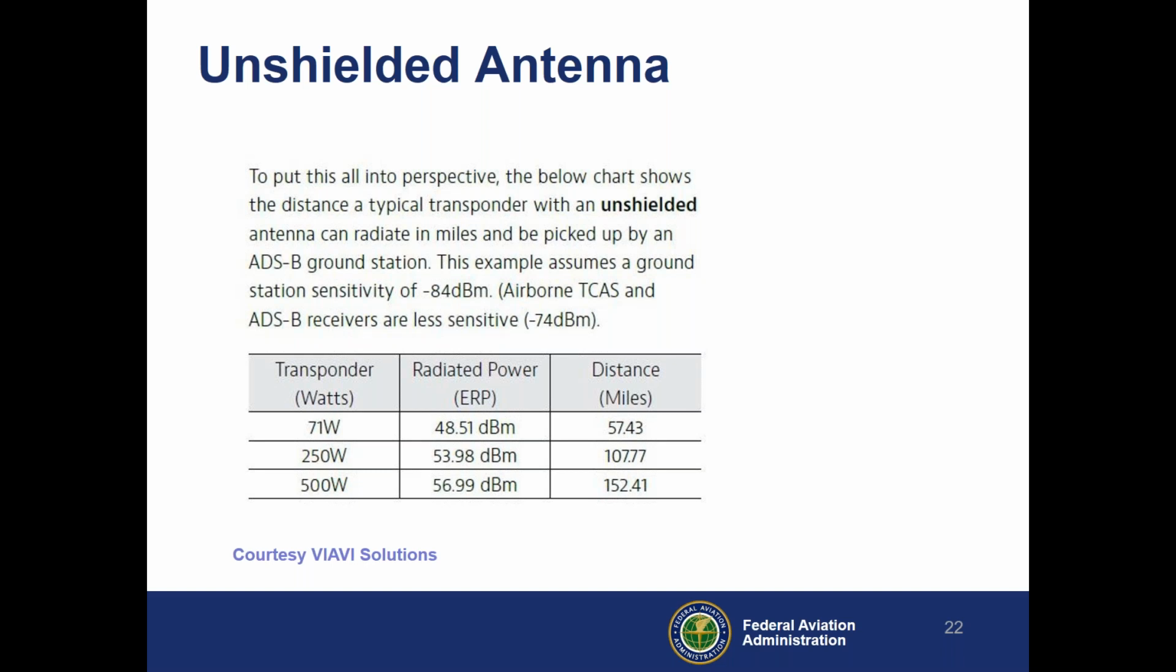So a typical 250 watt transponder has about 54 dB of ERP, effective radiated power. And to frame that up, an unshielded antenna can reach out about 107 miles. So that's quite a ways. Let's go to the next slide, please.